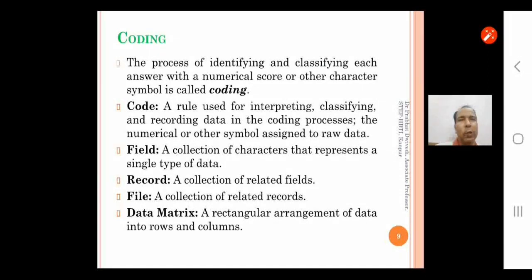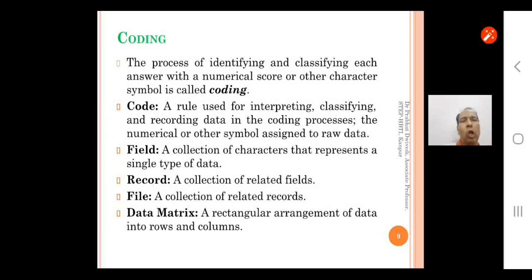Now let's understand what coding is. Coding is the process of identifying and classifying each answer with a numerical score or other character symbol. We simply provide a number or a figure to a particular word, a particular sentence, or a particular option of a question. That is what is known as data coding. So a code is a rule used for interpreting, classifying, and recording data in the coding process. Numerical or other symbols may be assigned to the raw data. That is what are called codes.